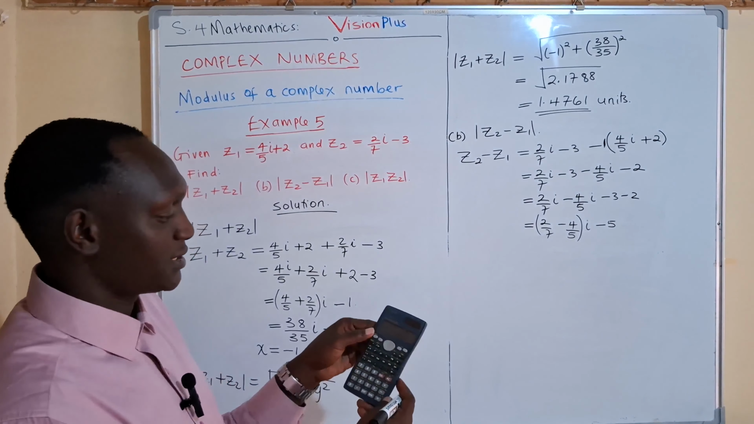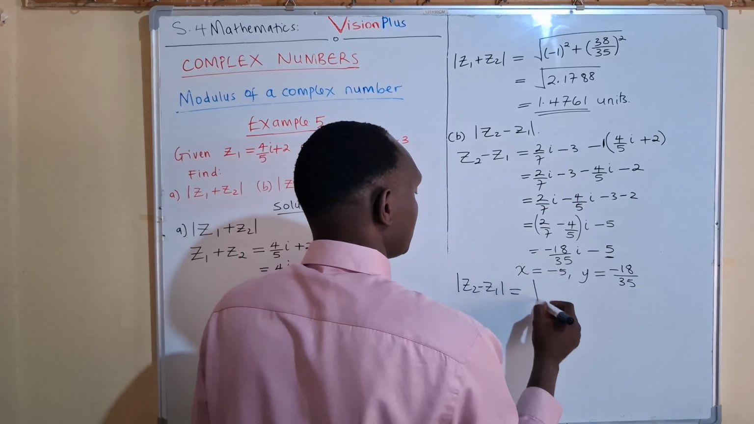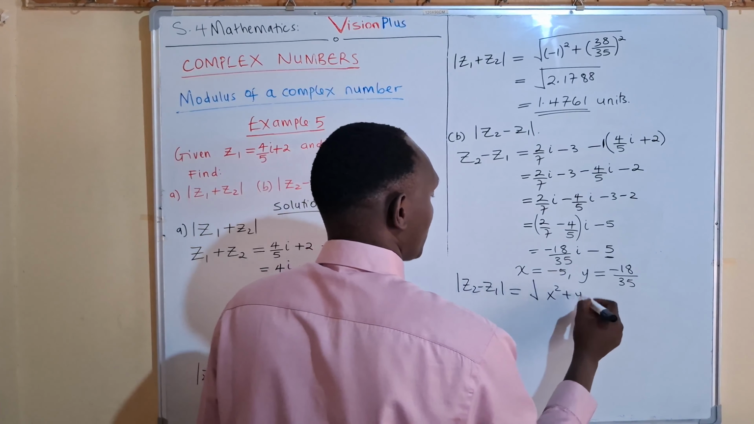And this is true. Why? The LCM of 7 and 5 is 35. And then you do your manipulation of fractions. So this is Z2 minus Z1. Here X is the real part, we do not have i, it is negative 5. Y is the real number on the imaginary side, which is negative 18 out of 35. Then you say, therefore, the magnitude of Z2 minus Z1 gives us, remember the formula, the square root of X squared plus Y squared.